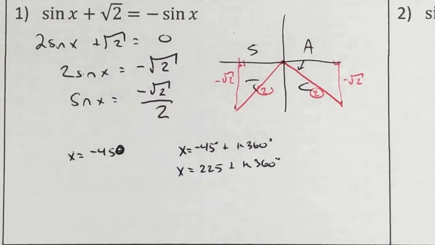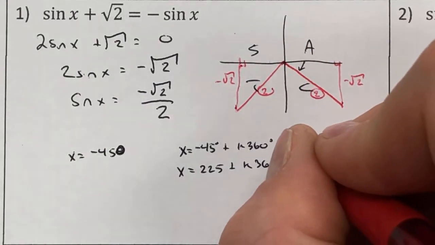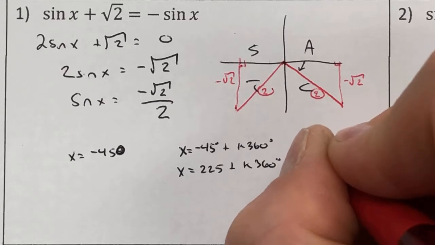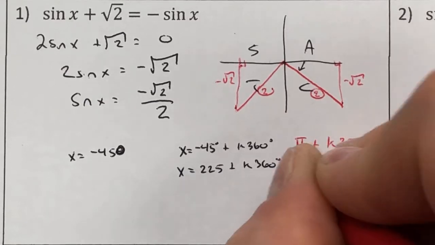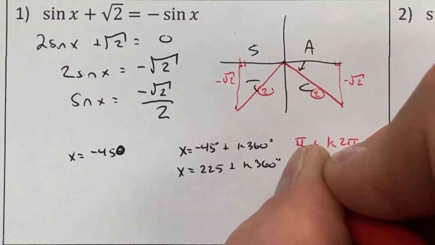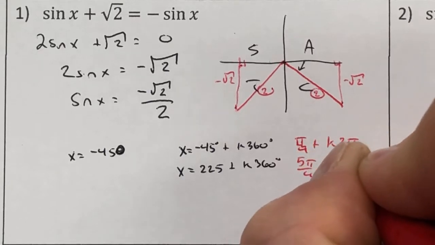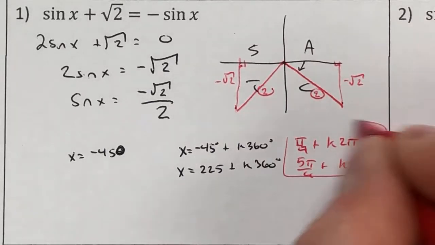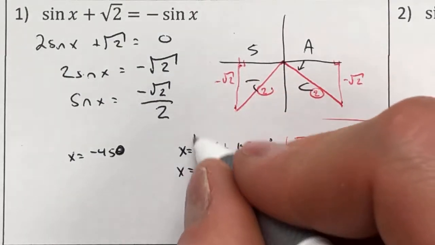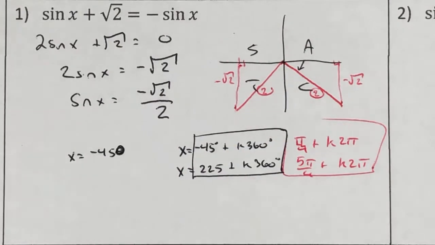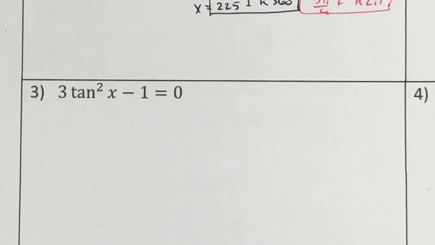Unless you wanted to do it in radians, which would be pi over 4 plus k2 pi, or 5 pi over 4 plus k2 pi. You can either do it in radians or in degrees. Doesn't really matter. Perfect. Let's do one more.